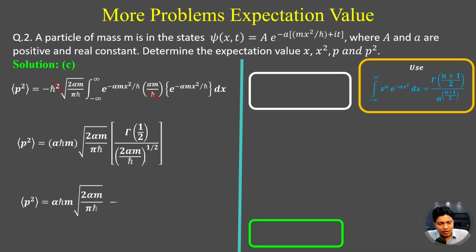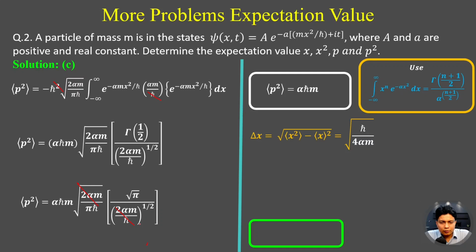After solving this, the expectation value of p square will be alpha h squared m under root 2 alpha m upon pi h squared, and this will be under root pi upon 2 alpha m by h squared power 1 by 2. So this term and this term will cancel out, and here we can see the expectation value of p square will be equal to alpha h squared m. So we can calculate the uncertainty also.